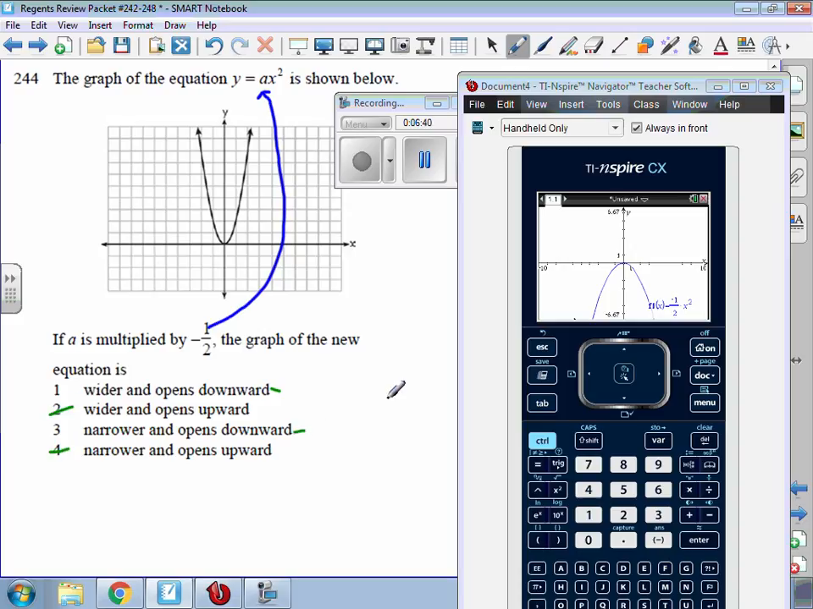Is it wider or narrower? My original's kind of skinny. My new one's kind of fatter. So that would be it's wider and opens downward.